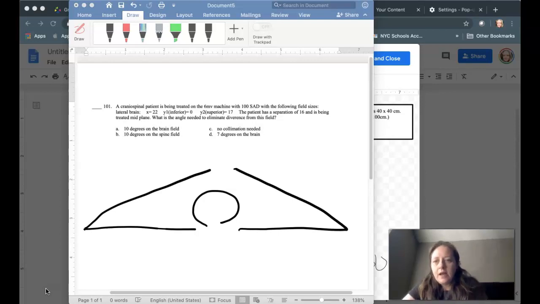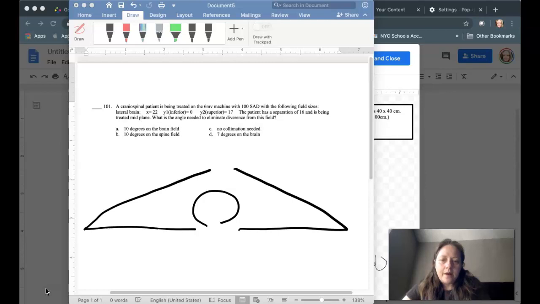And so the question asks, a craniospinal patient is being treated on the 6MV machine with 100 SAD with the following field size. Lateral brain, X is 22, Y1 inferior is open to 0, Y2 superior jaw open to 17. The patient has a separation of 16 and is being treated midplane. What is the angle needed to eliminate the divergence from this field?